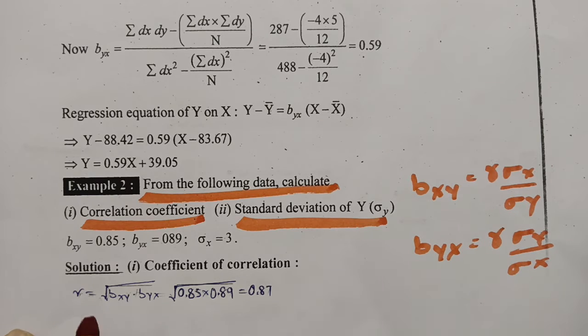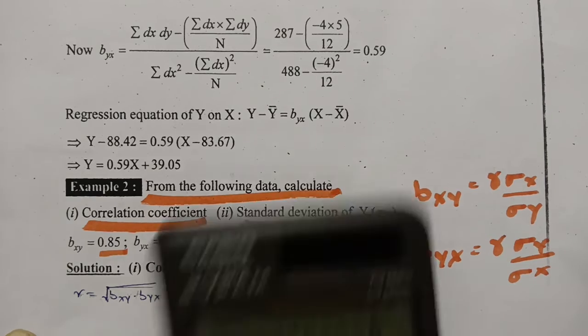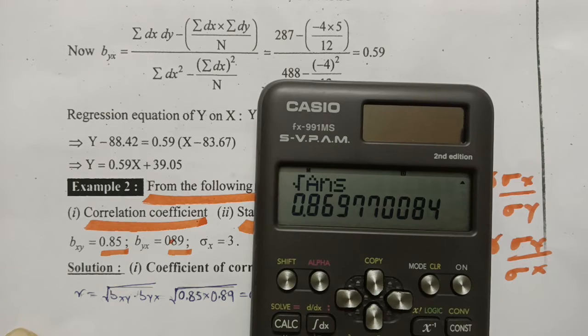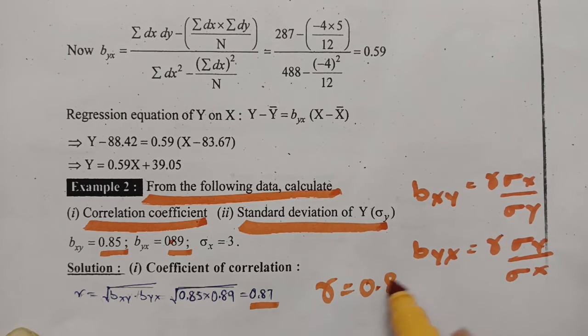So for r, we have a formula, that is r is equal to root over bxy into byx. So this is root over, what is bxy here? 0.85. And byx is 0.89. So this is 0.85 into 0.89. So root, the value here is 0.869. So the r value is equal to 0.87.